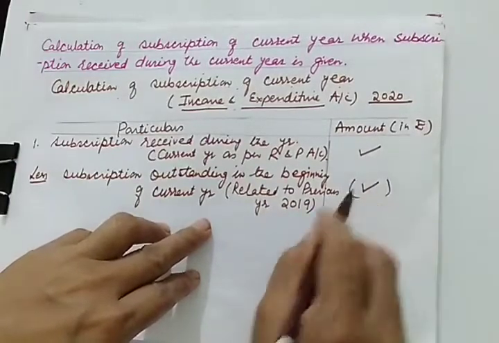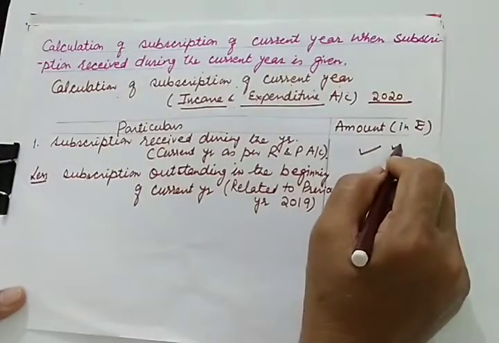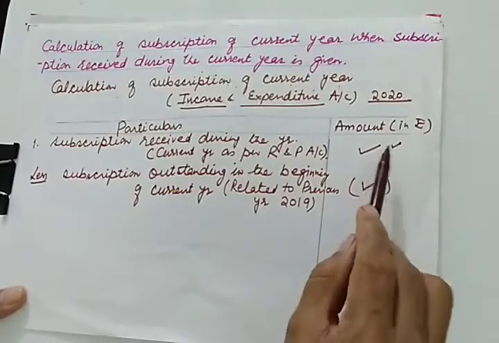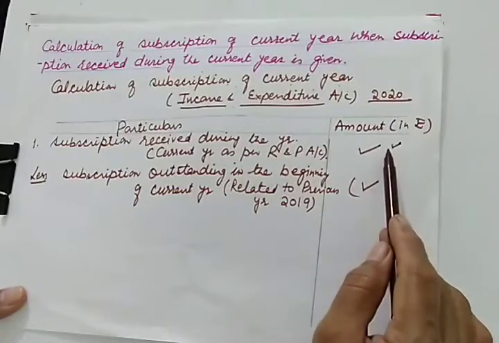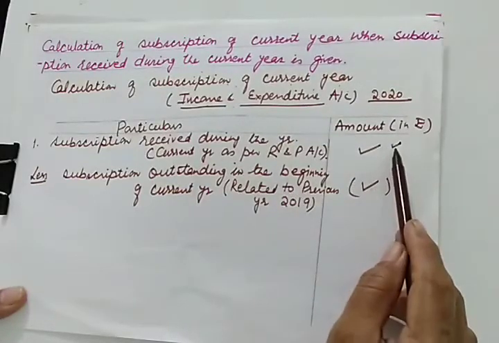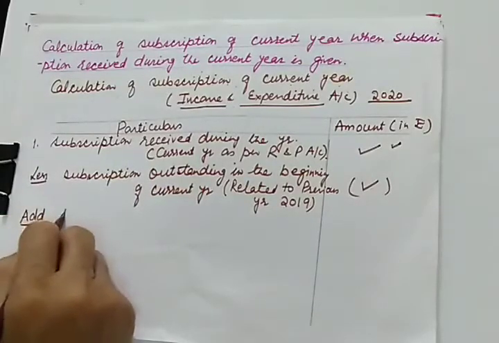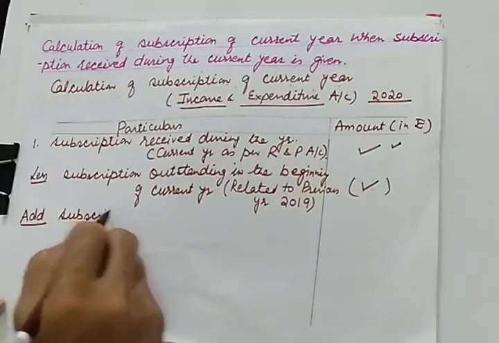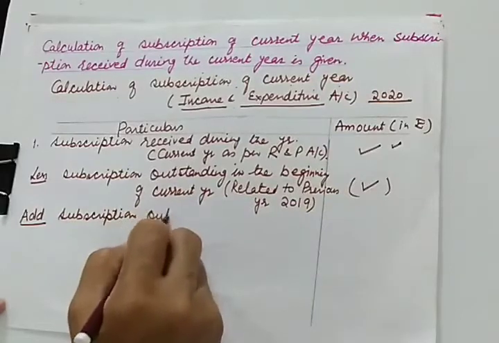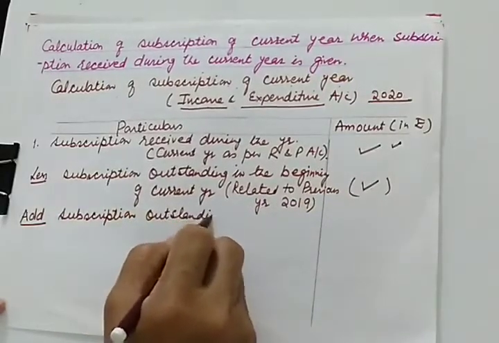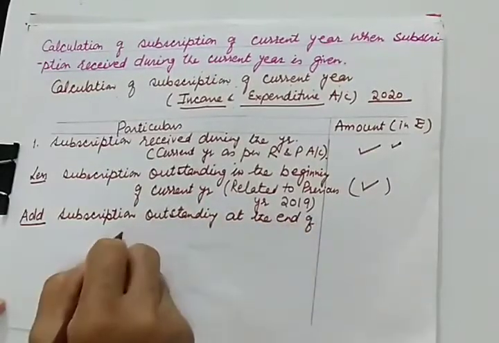So that's why this subscription has to be deducted from the total subscription received, because the assumption is that whatever we are receiving in the current year includes last year's dues. So last year's dues have to be deducted. Likewise we'll be adding subscription, just the opposite of this. It was subscription outstanding in the beginning, now this will be subscription outstanding at the end of current year.